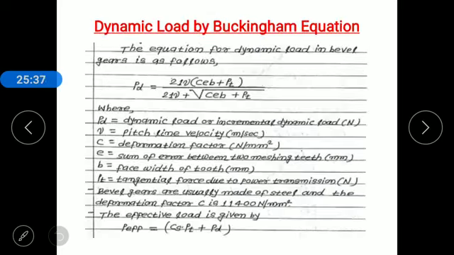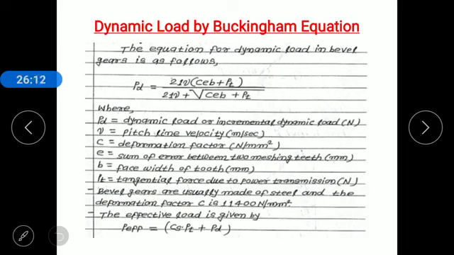Using this relation we get the effective load when we use the Spott equation to get the value of dynamic load. Next, dynamic load by the Buckingham equation. The equation for dynamic load in bevel gear is shown on the screen. Dynamic load P suffix D is equal to 21V CEB plus PT divided by 21V plus under root CEB plus PT. The Buckingham equation for spur gear and bevel gear is the same, where P suffix D is the dynamic load or incremental dynamic load in Newton. V is the pitch line velocity in meter per second. C is the deformation factor, Newton per millimeter square.